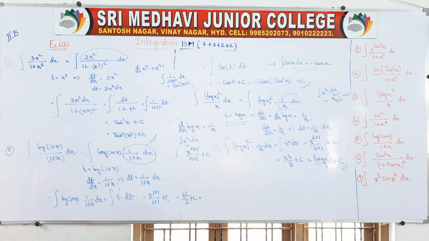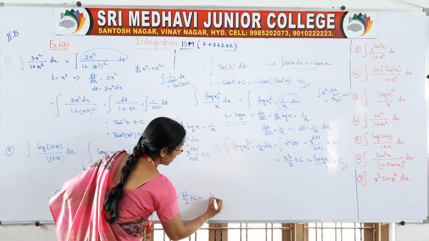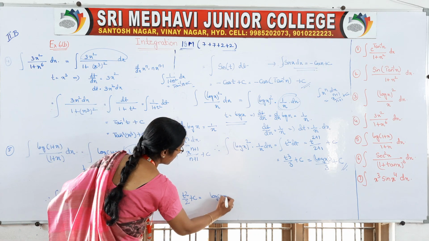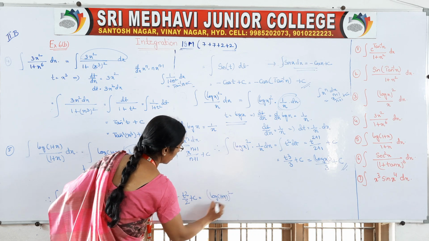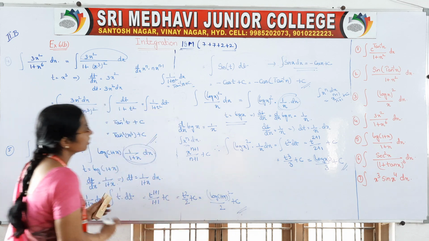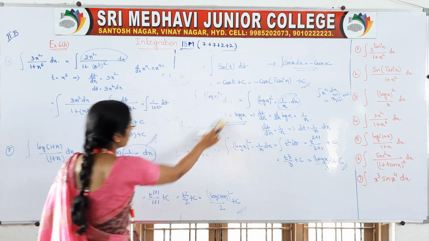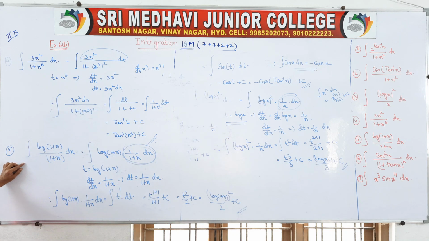Now substitute your t value. We have taken log of 1 plus x as a t. So log of 1 plus x whole square by 2 plus c is the answer of this question. Okay, so this is your fifth question.